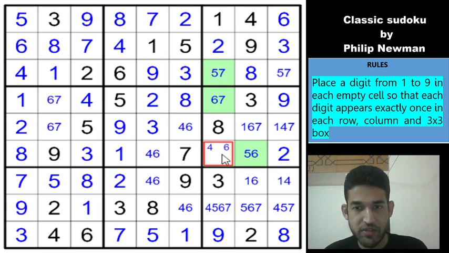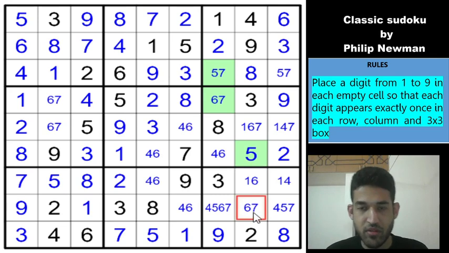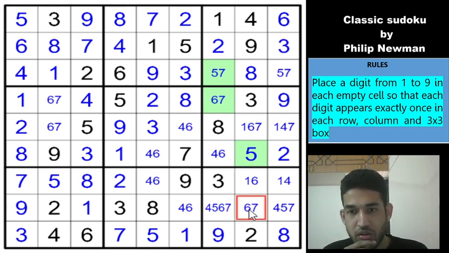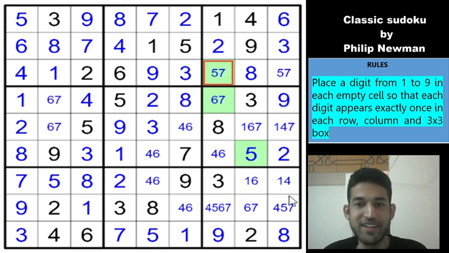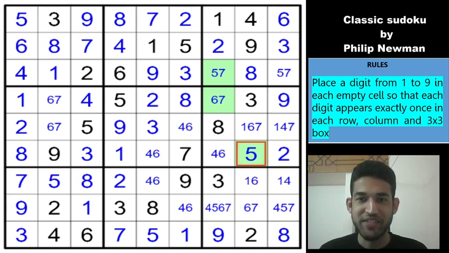With this 4-6 we get a 5 here because of the 4-6 pair. This becomes 5, and now this becomes 6 and 7. Sorry, this is a 6 and 7. Still not over. Is there a potential unique rectangle? This is interesting, guys, even towards the end.